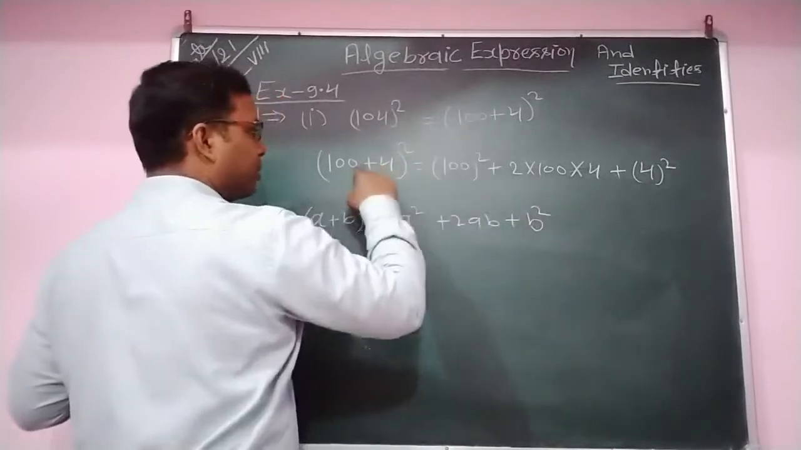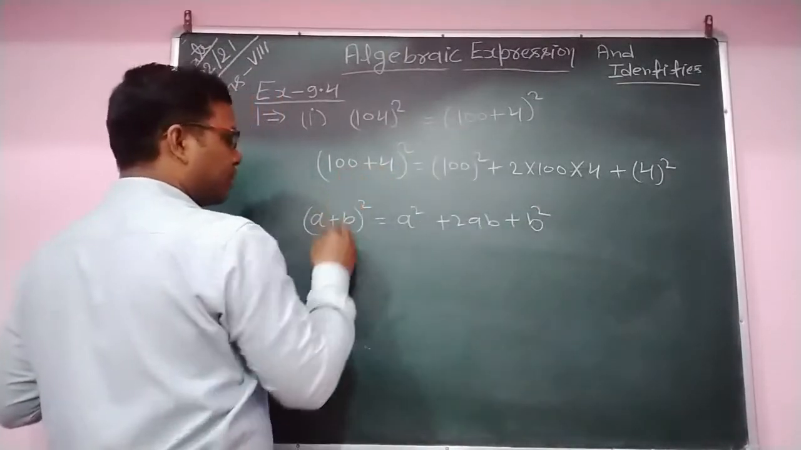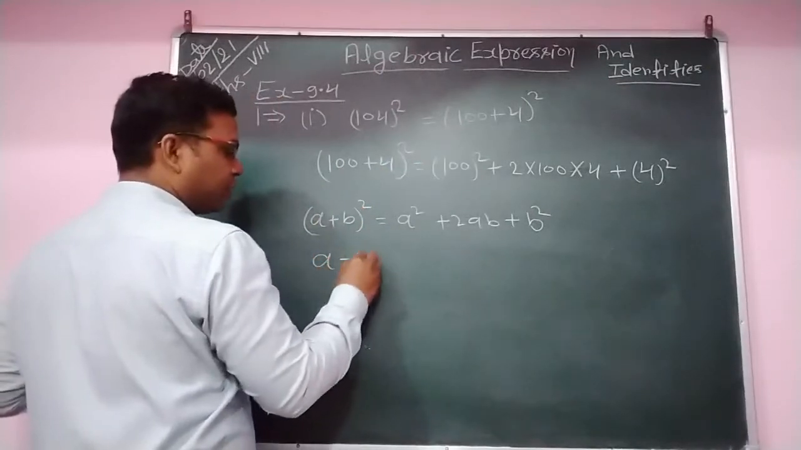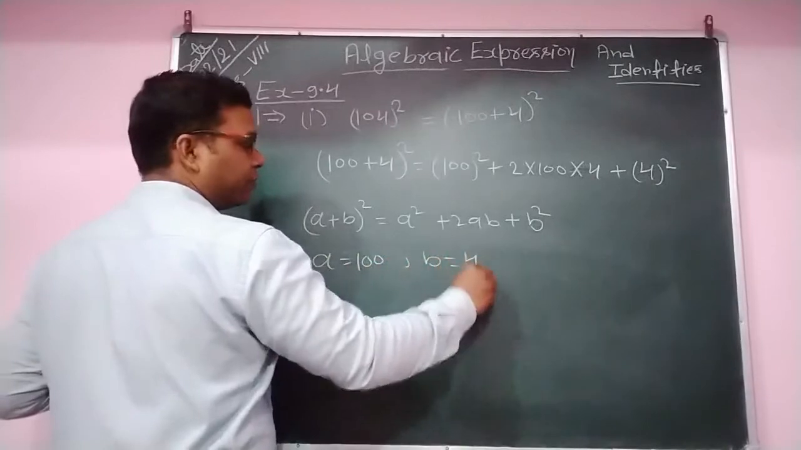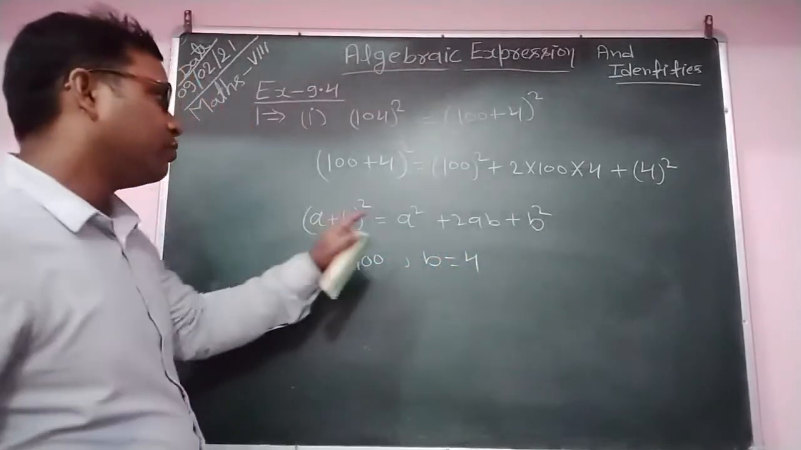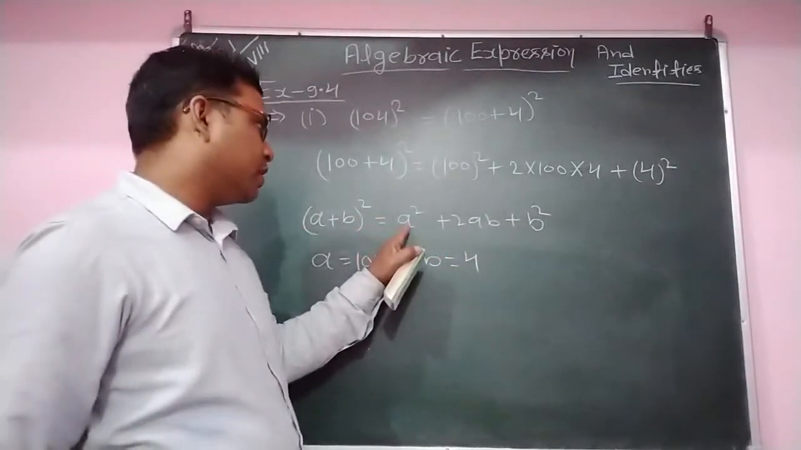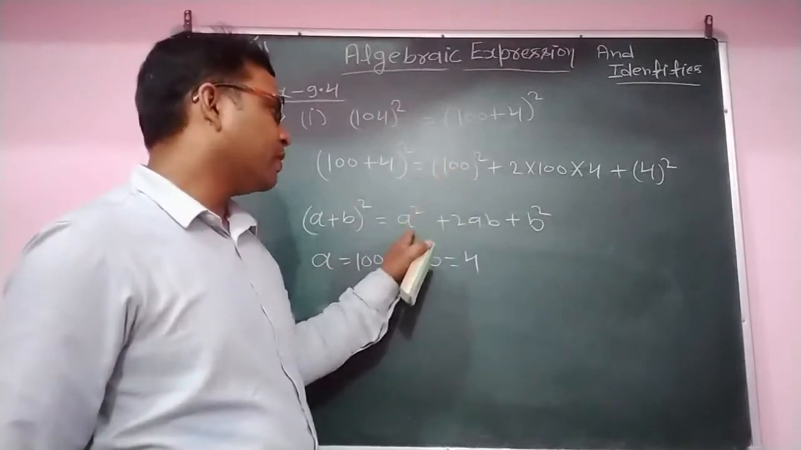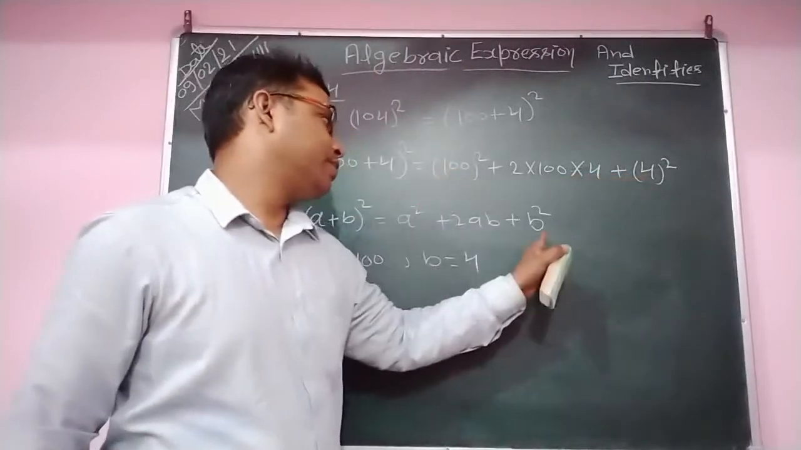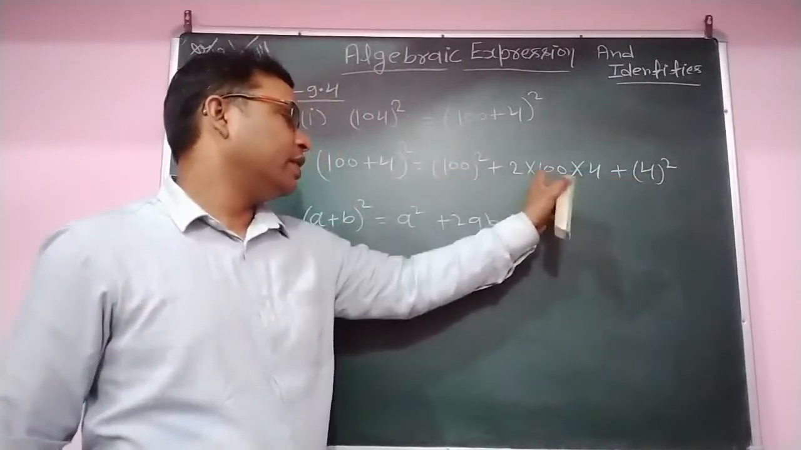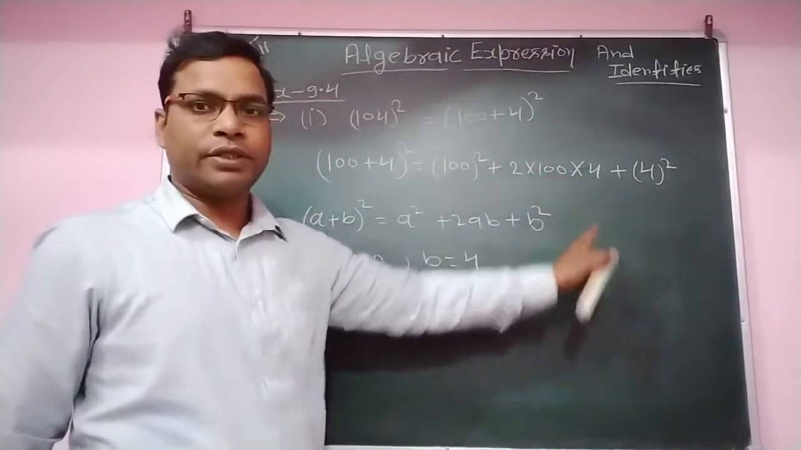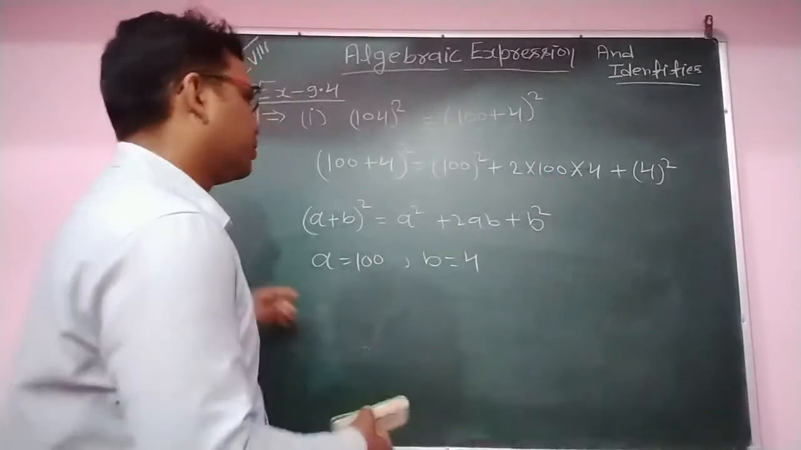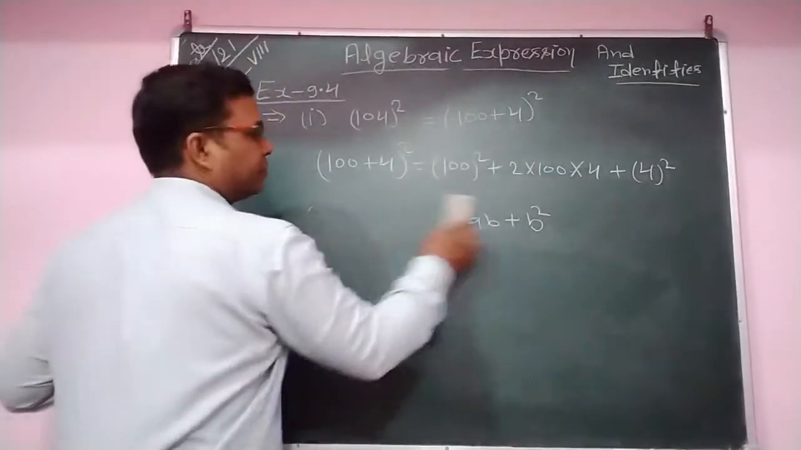If you compare it, then you get a is equal to 100 and b is equal to 4. This is clear? So here you put the value of a, which is 100, in a square, and the value of b is 4. And in 2ab, a is 100 and b is 4. This is clear now.